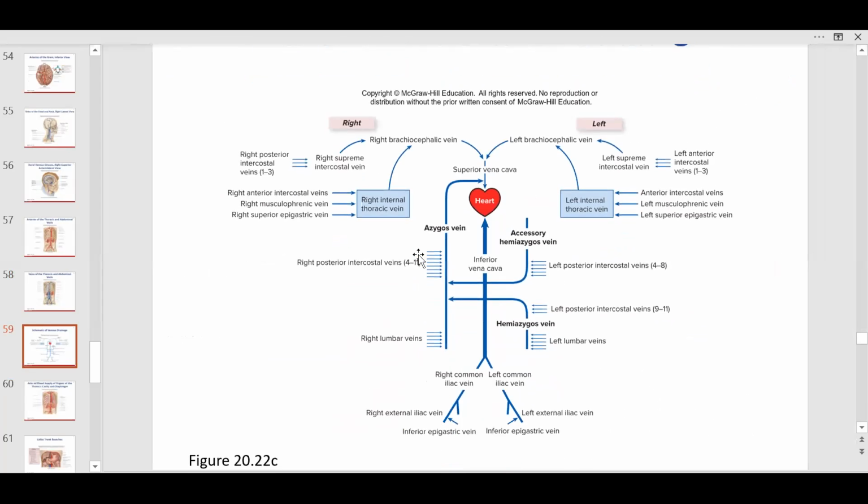I like this. Look at this. Shows you everything where it's draining. And it really is ultimate places are inferior vena cava and the superior vena cava and the right atrium. Because don't forget about the coronary sinus. Is this on this picture? It's not really on this picture. Coronary sinus is really important.